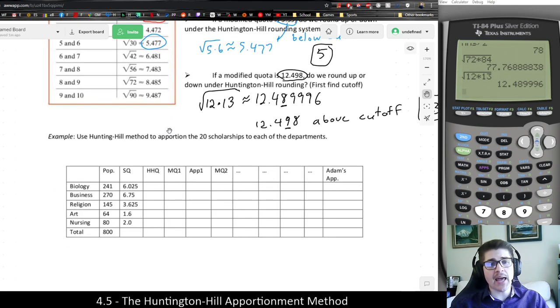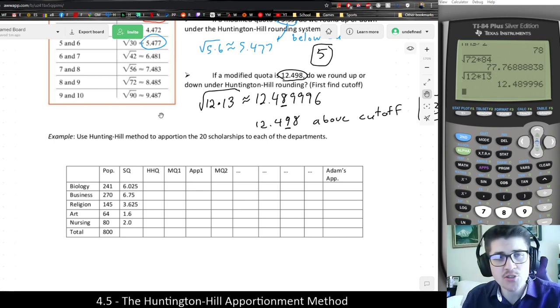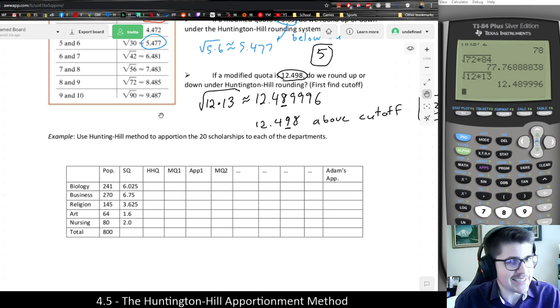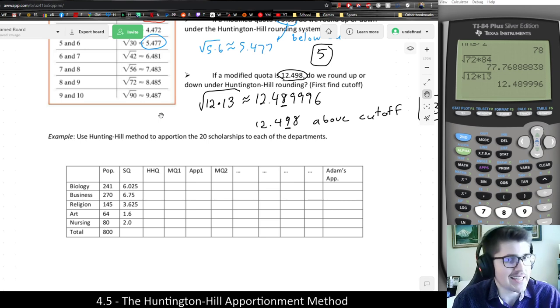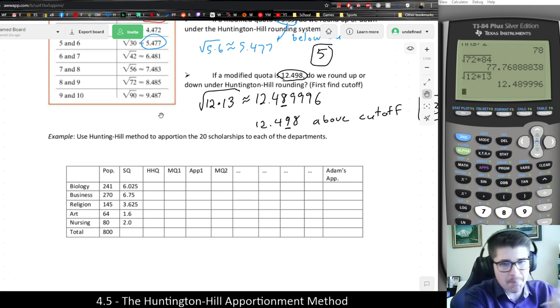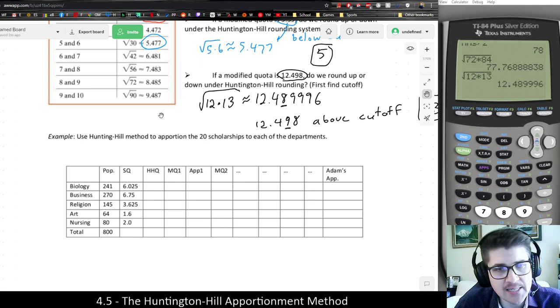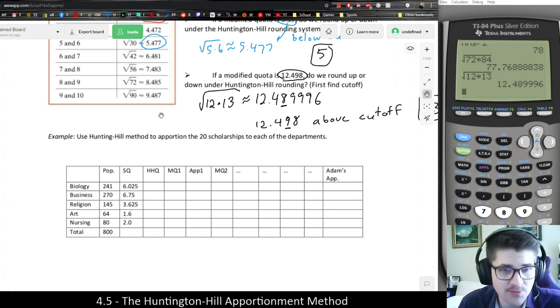But let's go ahead and apply Huntington Hill rounding. I also wanted to mention, I never put Huntington Hill on the exam, but I do like to show you, because it's what we actually use, and I want you to understand what the end goal is, the ultimate method of apportionment. Not necessarily that this method is perfect either, mind you, because each apportionment method has certain flaws, but it is far and away better than the others for the reasons we've discussed.